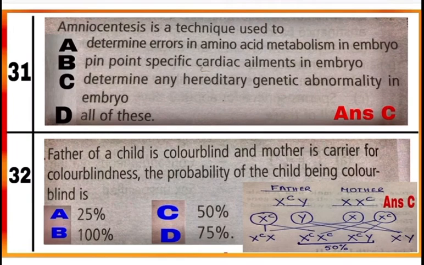Question 31. Amniocentesis is a technique used to, option C. It is used to determine any hereditary genetic abnormality in embryo. 32. Father of a child is colorblind and mother is carrier for color blindness. The probability of the child being colorblind is, option C. The probability of the child being colorblind is 50%. Make the cross as shown in the diagram to get the answer.